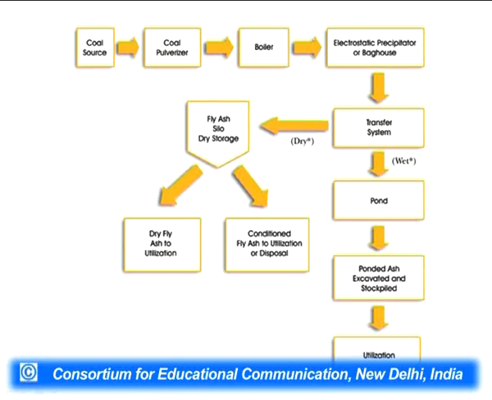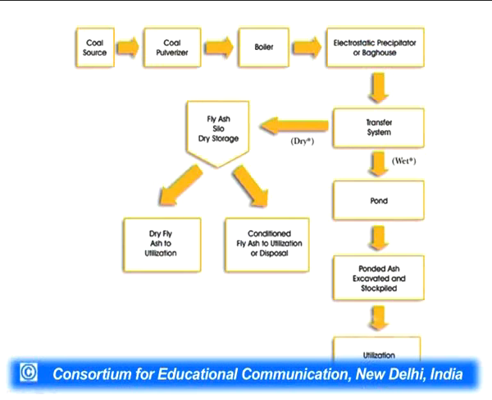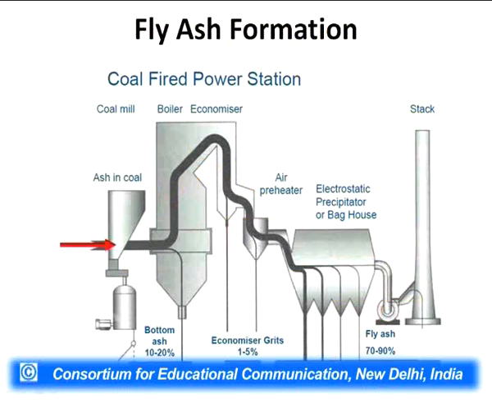The dry fly ash goes to storage, from where it can either be utilized or disposed of, as the need requires. And the wet fly ash goes to the ponds, from where it is either stocked in stockpiles or, as far as need is concerned, utilized depending upon the need. This is a picturization of the same process I described in the previous slide.